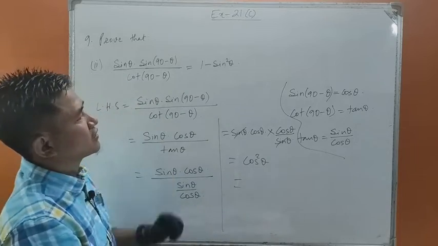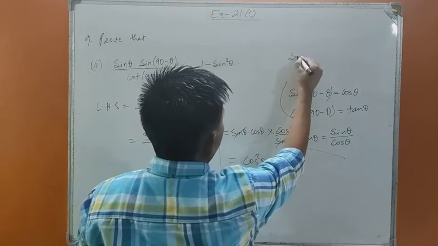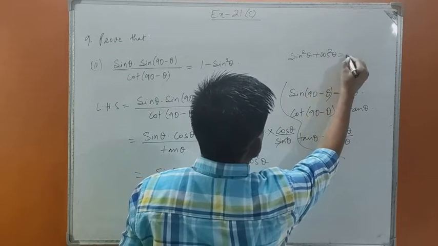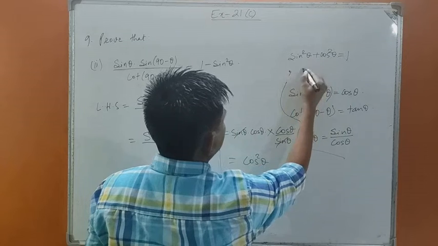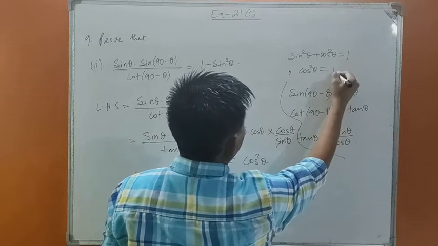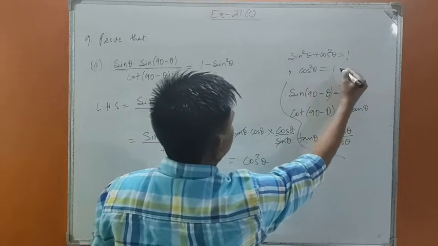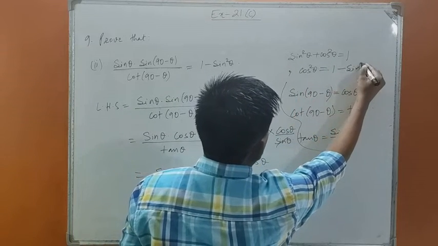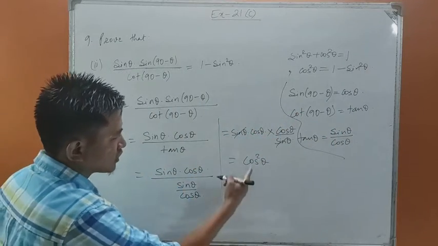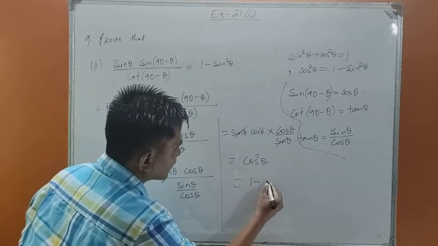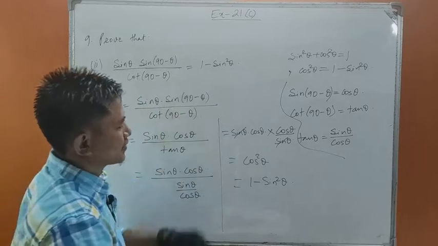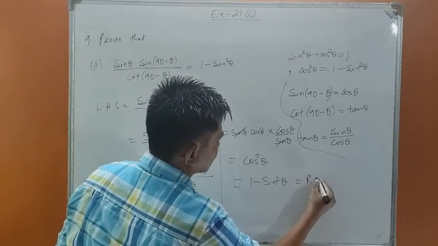So we need sin square theta, isn't it? We know that sin square theta plus cos square theta equals to 1. So cos square theta equals to 1 is already in the right hand side. Let us take this plus sin square theta, it becomes minus sin square theta. So cos square theta can be written as 1 minus sin square theta. So instead of this cos square theta, I write 1 minus sin square theta. So this is what we have in the right hand side, hence proved, RHS.